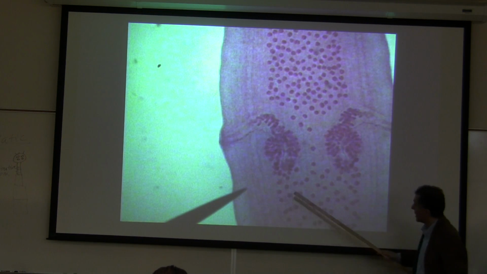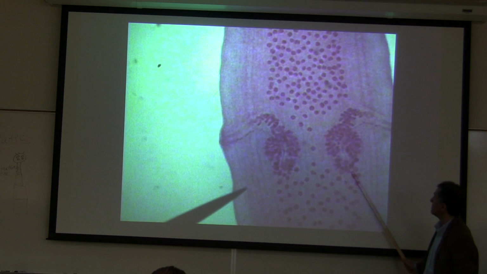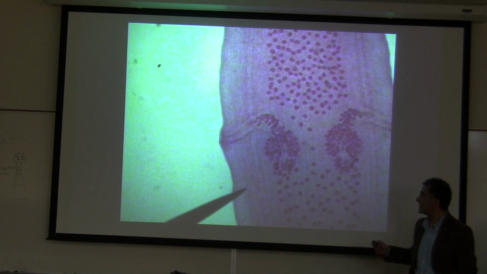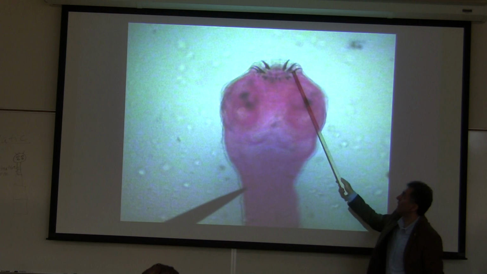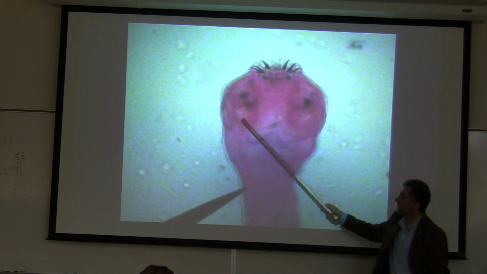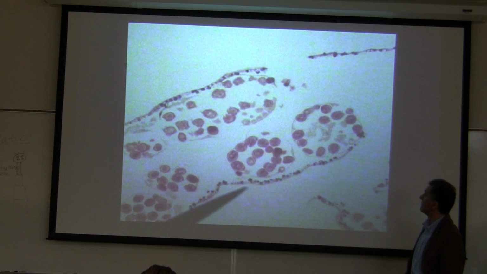Genital pore. Genital pore. On the bottom in here should be the yolk gland. Again, I don't know why in this slide I do not have it, but they are there. The yolk glands are there. Again, another Taenia solium: hooks, suckers, Taenia solium.